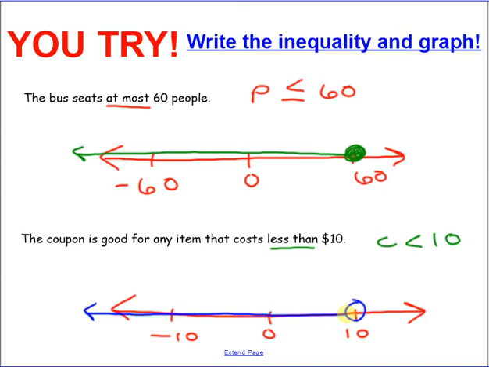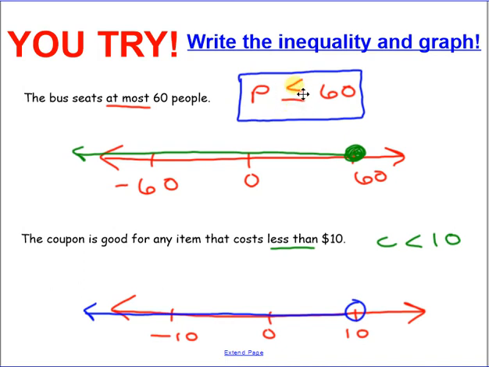Okay, so if you're not done, pause the video, and if you are done, we're going to check our answers. For the first one, you should have gotten P is less than or equal to 60. The reason why we have the bar underneath on this one is because it says it seats at most 60 people. So ask yourself, can it seat exactly 60 people? Yes, it can. So it could have the equal to bar underneath.